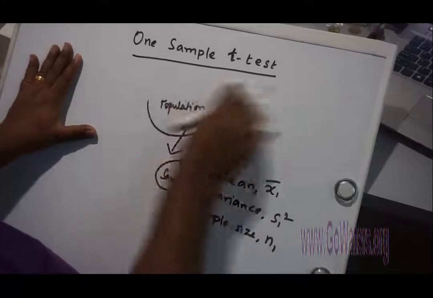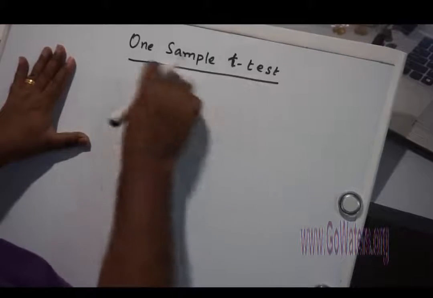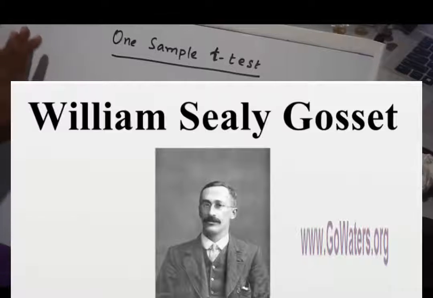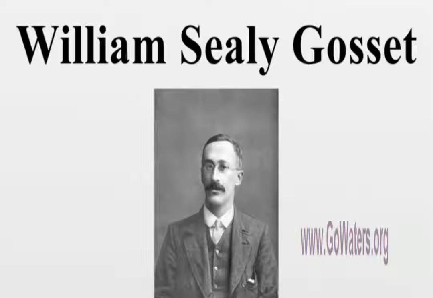So why has it got the name t-test? Gosset is the main man behind the invention of this particular test. He was working in an Irish brewery company called Guinness. I think most of you have had that drink. It's a kind of beer. He was working in that company, and he was doing some research. But the Guinness company had the policy that you can use the data, but you cannot publish anything in your name.